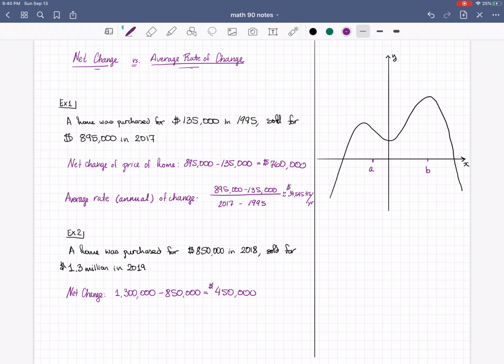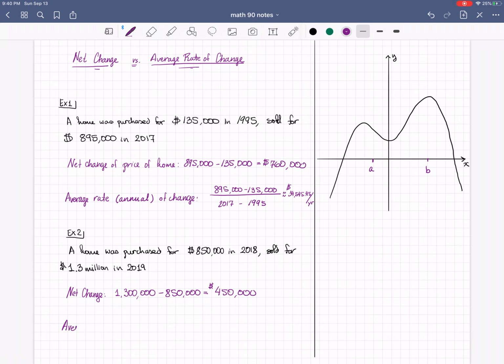If you are comparing net change, the net change was higher in the first example. In the first example, the value of the home grew by $760,000 from the time it was purchased to the time it was sold. In the second example, the net change is quite a bit smaller, right? It's $450,000. But look at the average rate of change.